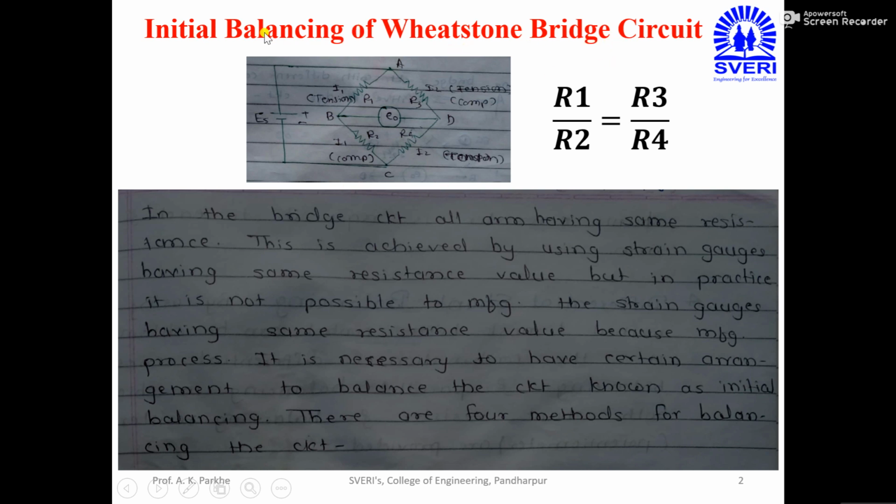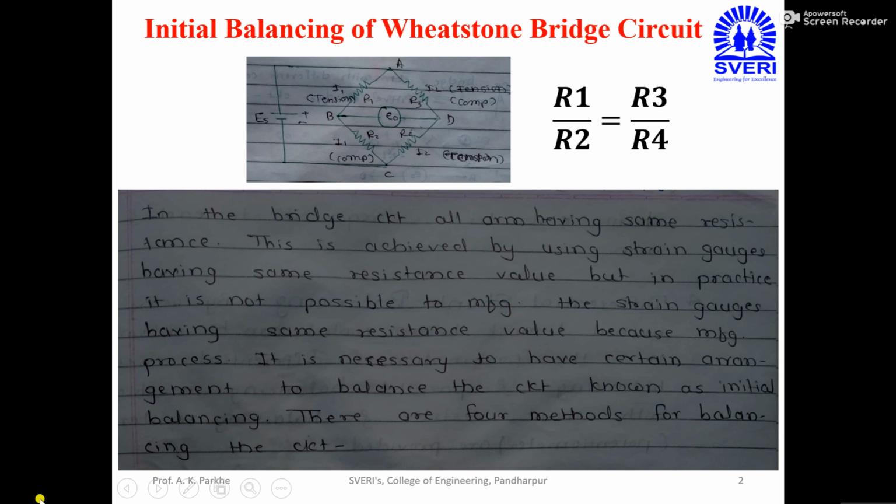And how is this bridge circuit properly balanced? For that purpose, the Wheatstone bridge circuit should satisfy this particular condition. What this condition indicates: R1 upon R2 is equal to R3 upon R4. If you go through this figure, the R1 resistance is adjacent to R2 and the R3 resistance is adjacent to R4. Adjacent means they are near to each other, not in front of each other. R1 and R2 are near to each other, therefore these two resistors are adjacent to each other. Similarly, R3 and R4 are also adjacent to each other.